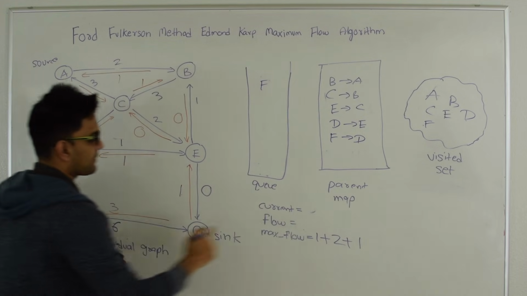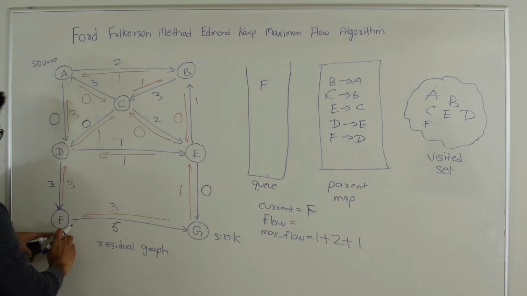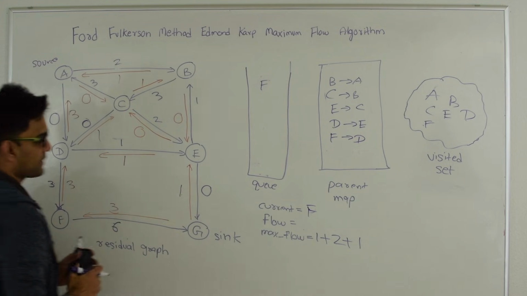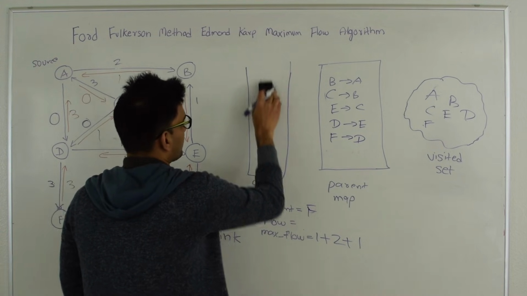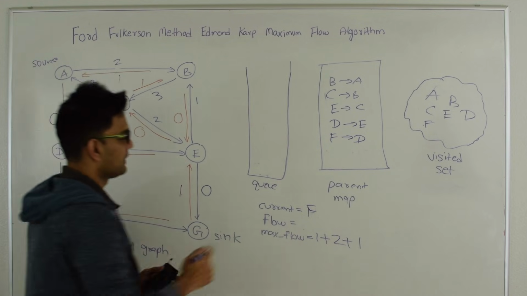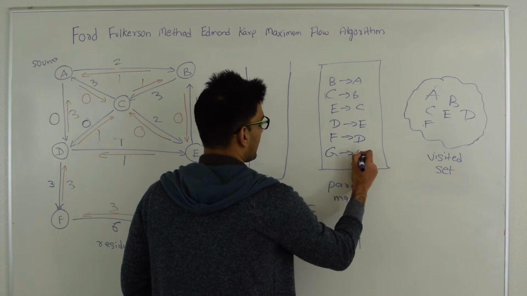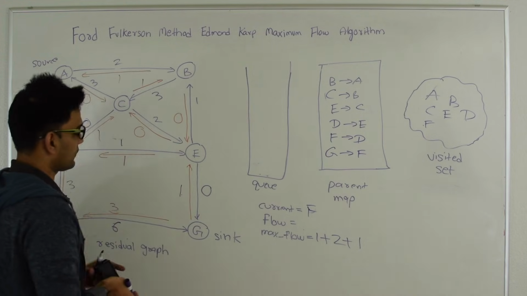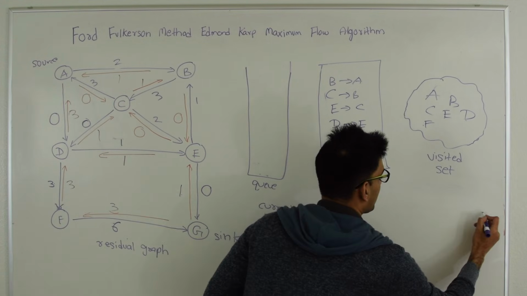So now let's take F out, and F has D but D is already visited, so it goes to G. So at this point we found our sink and G got introduced again by F. So let's retrace our steps back from G to source A. So G got introduced by F.